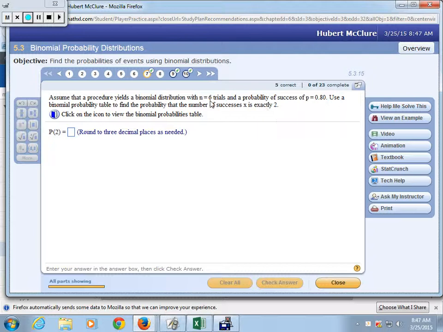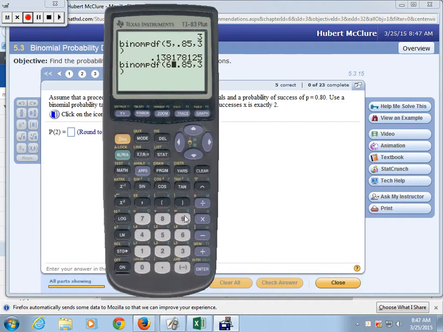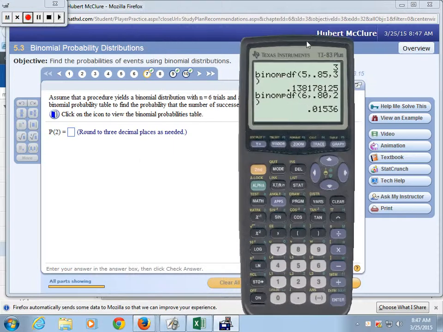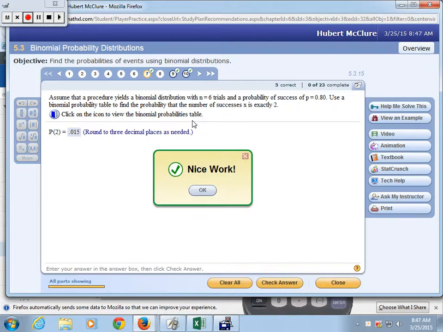So n would be what? P would be, and x would be 2. So you pull out your handy dandy calculator, hit second function, entry, change that to, I done forgot, 6, 0.8, and 2. 0.015, so that'd be 0.015. It's a miracle.